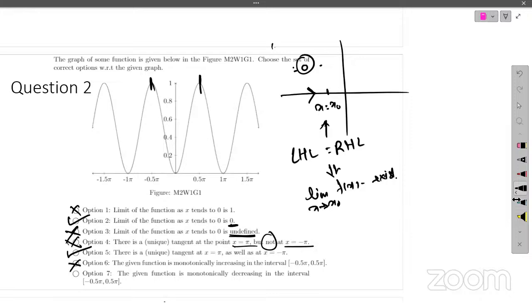The last option says the given function is monotonically decreasing. Monotonically decreasing means only decreasing. This option is also not correct, because first the function is decreasing up to 0 and then increasing to 0.5 pi. So both of these options are incorrect.